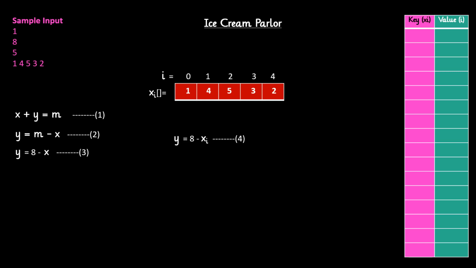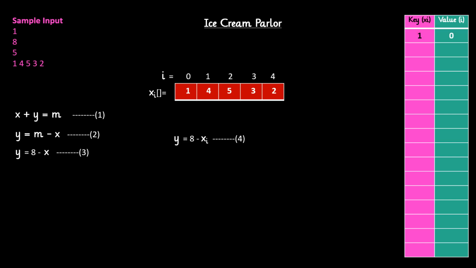When xi equals 1, then y equals 7. So we'll check this value of y inside the map, whether it exists or not. We can see y equals 7 does not exist in the map. So in that case, we are going to put the values of xi and i. What is xi here? 1. And what is i here? 0. So we'll store 1 and 0 inside the map.